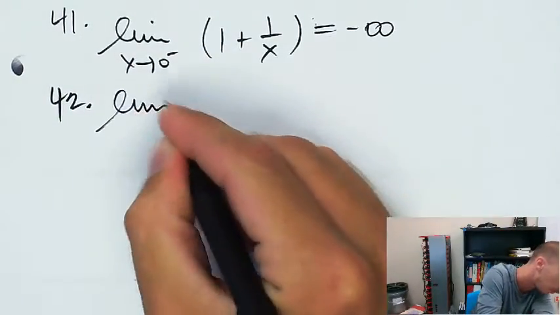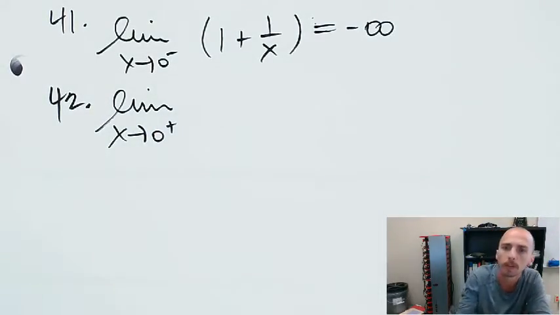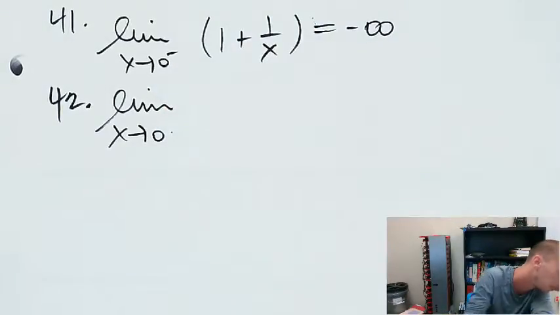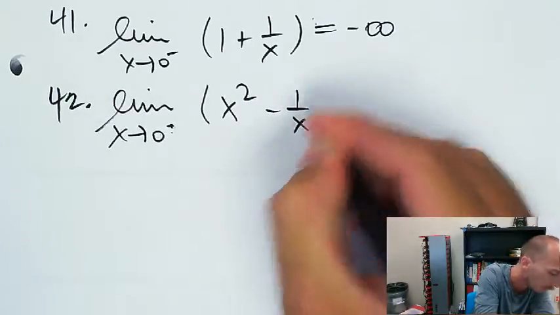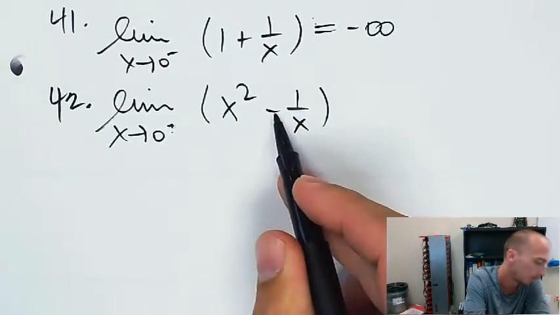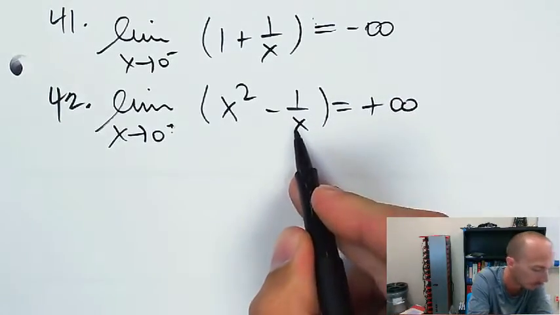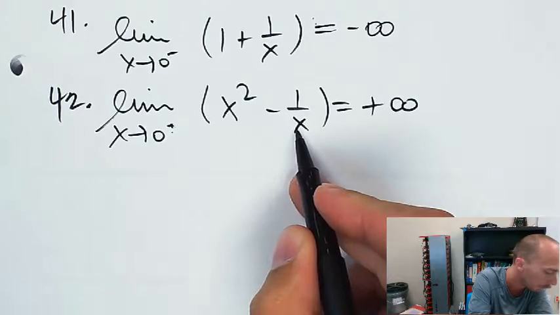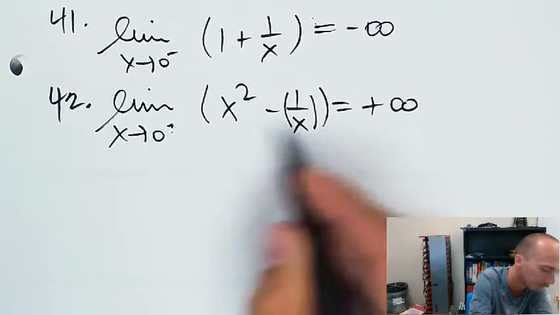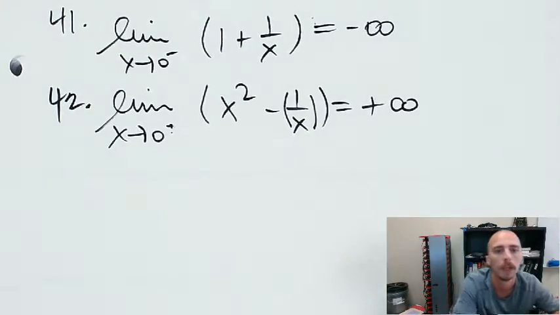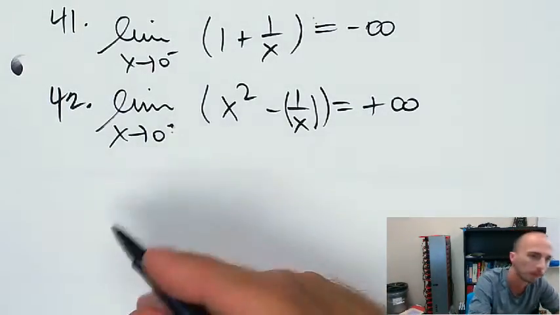42, limit as x approaches 0 from the negative side. Nope, I misspoke, that's the negative side. And what is that? x squared minus 1 over x. Okay, the x squared is going to 0. And 1 over x is going to negative infinity because we're approaching 0 from the negative side there. So I've got 0 minus something that's going to negative infinity, which is going to positive infinity.